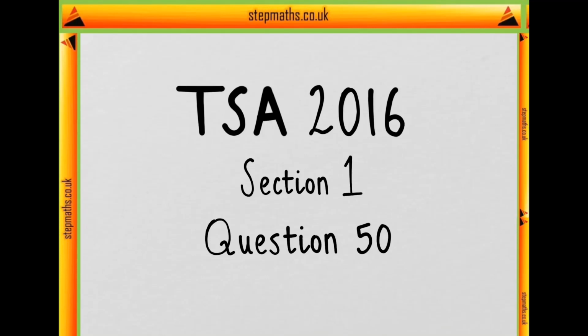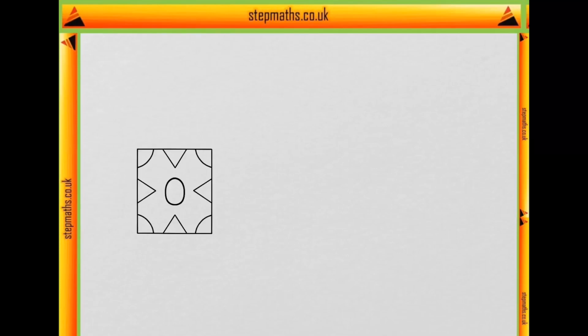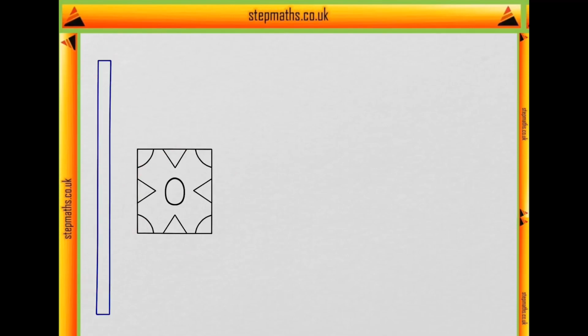This video will cover question 50 of the 2016 Section 1 TSA paper. So we're given this diagram here, and we're told that rolls of a particular wallpaper have this repeating pattern every 60 centimetres along its length. Each length, which we're told in the question, is called a drop.